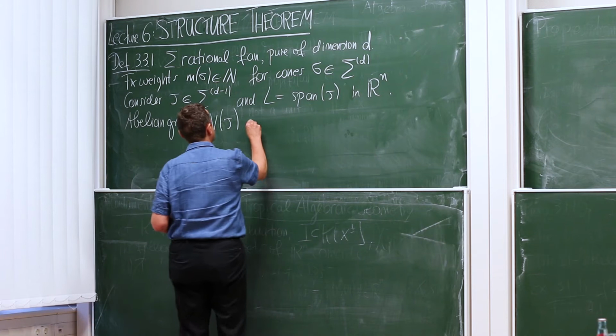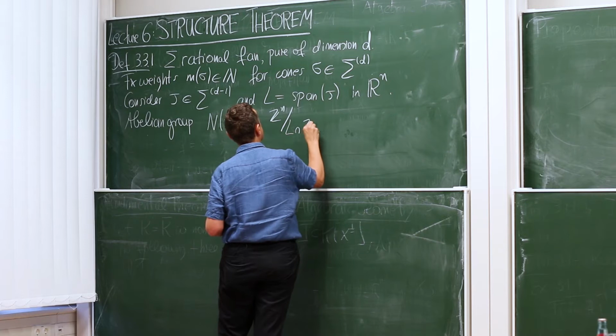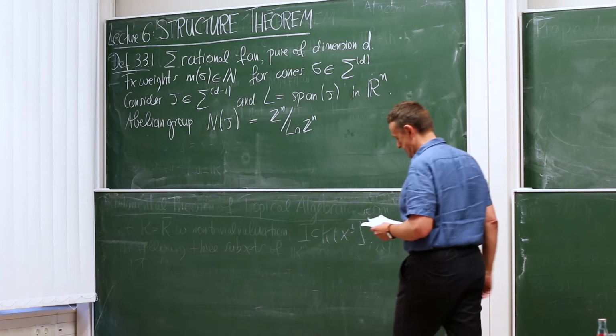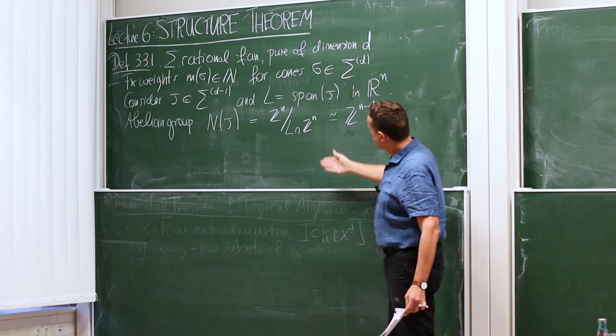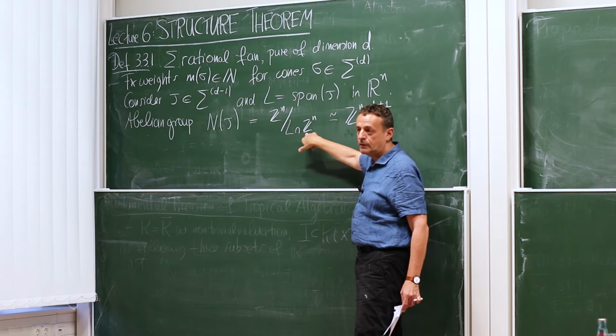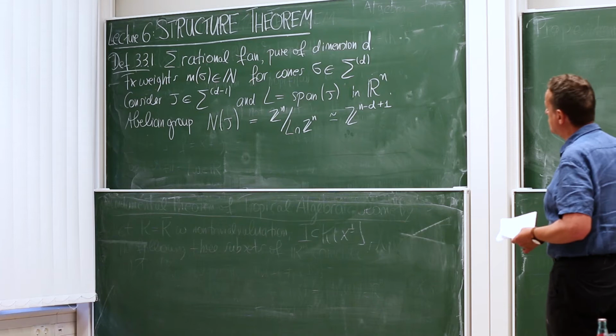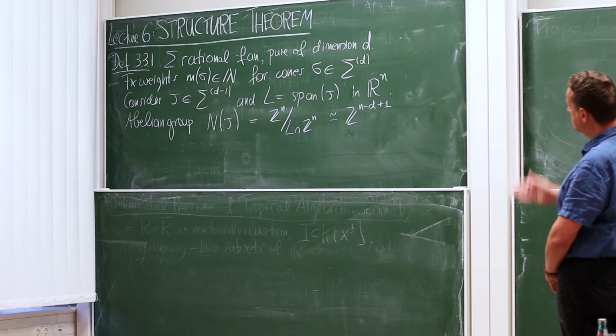So it's Z^n modulo the sublattice restricted to L, right? And so this is a free abelian group of rank n minus d plus 1. So this is torsion-free, right, because we're intersecting an entire subspace L with Z^n, so there's no torsion. So we simply have the quotient of Z^n mod a free abelian subgroup of rank d minus 1, so we get this free abelian group.